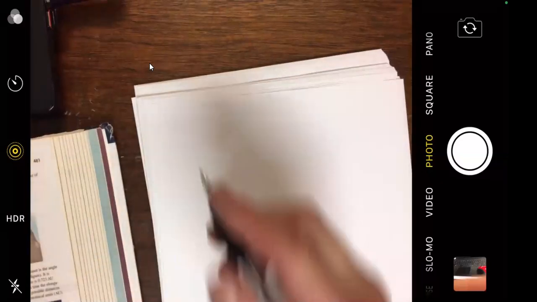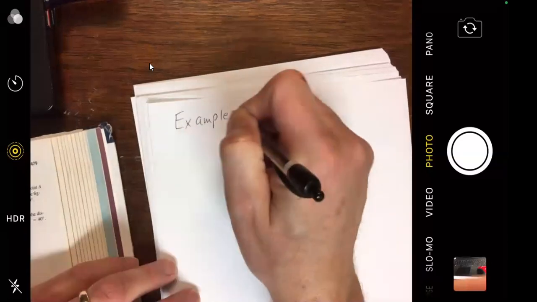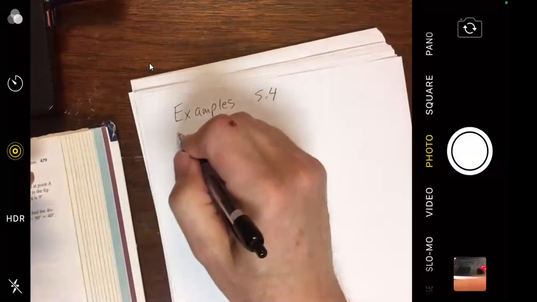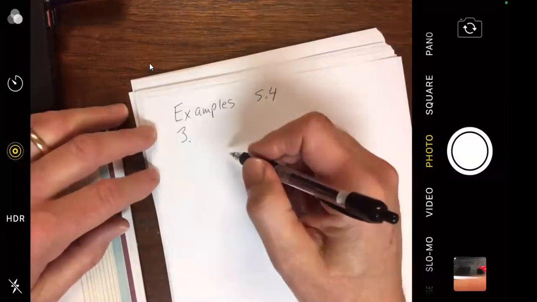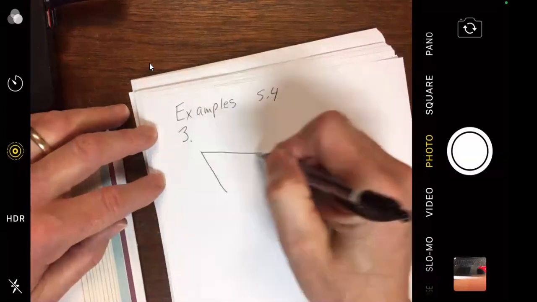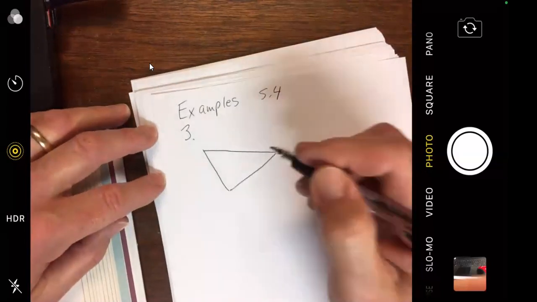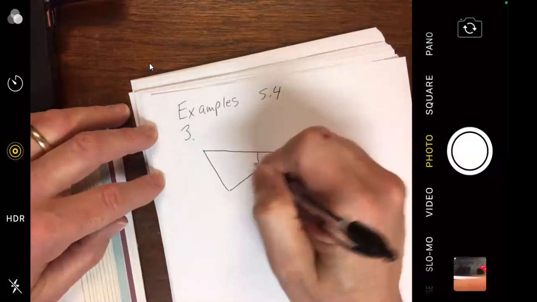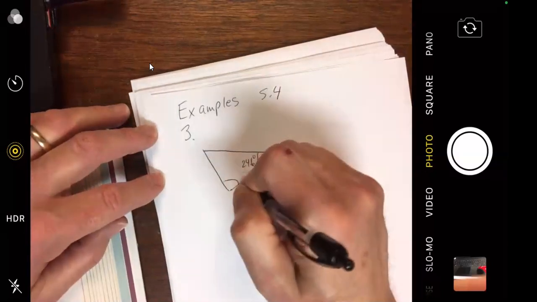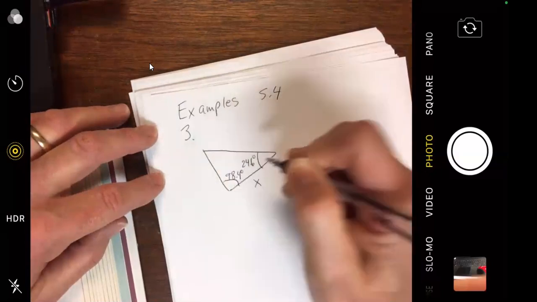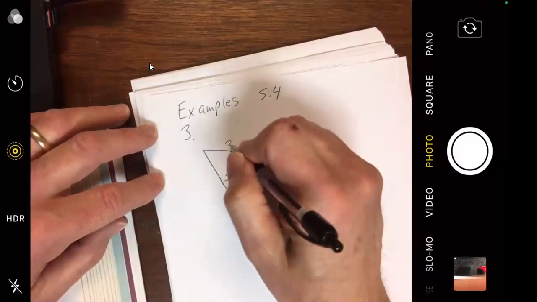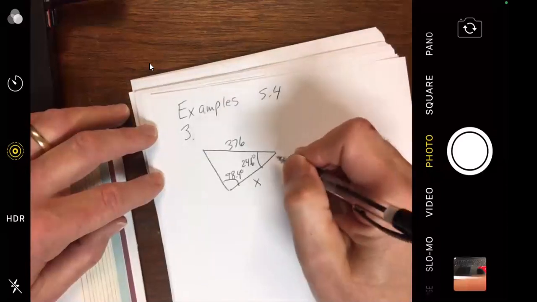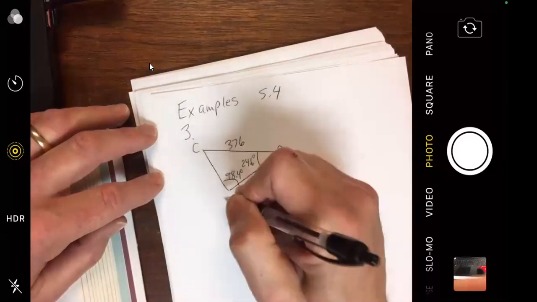Okay, examples, 5.4. I guess we'll just charge into the first one, 3. X, this is 24.6 degrees. This is 98.4 degrees. And you've got 376 over here. They're labeling this B, this C, and this A.